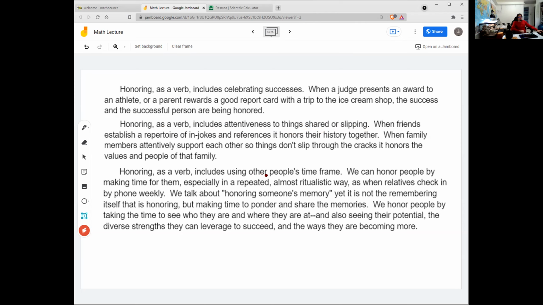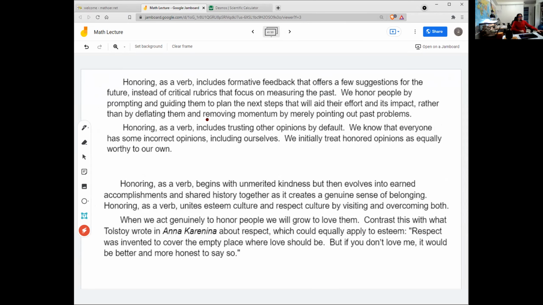Honoring as a verb includes using other people's time frame. That's not always possible in a college environment. We have 10 weeks to get you done, right? But to some extent, that's part of honoring people. Honoring as a verb includes suggestions for the future. I don't necessarily want to be critical and focus on your past. I want to focus on your future and help you get where your goals are for your future.